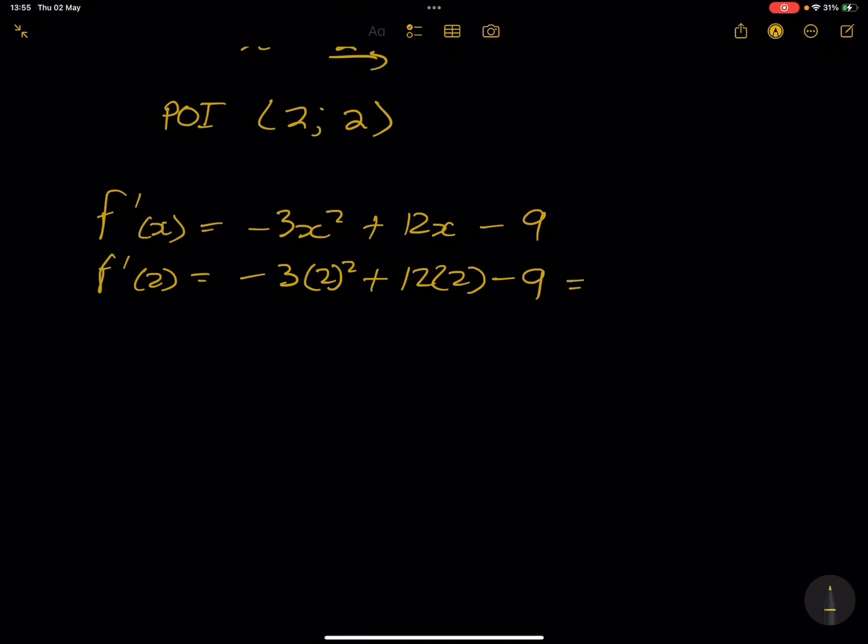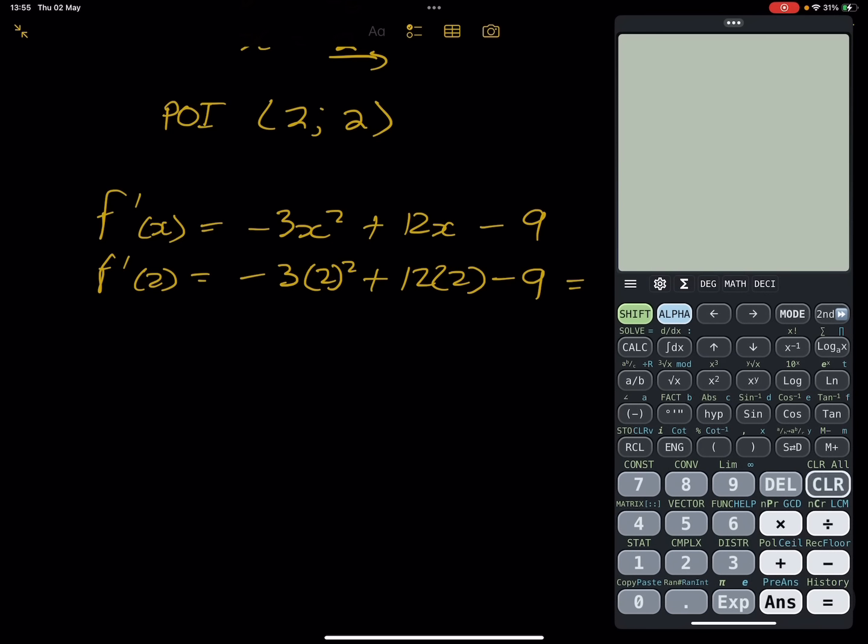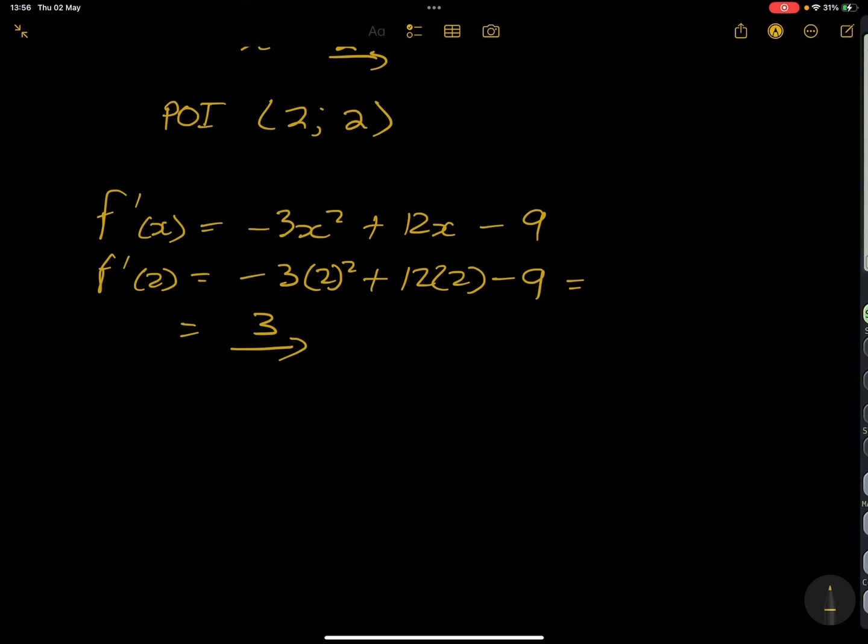Right, please help me get the right answer there. So that's minus 3 times 2 squared, plus 24, minus 9. Okay, so I get 3. So which means the derivative at x is equal to 2 is 3. So our equation is y is equal to 3x plus c.